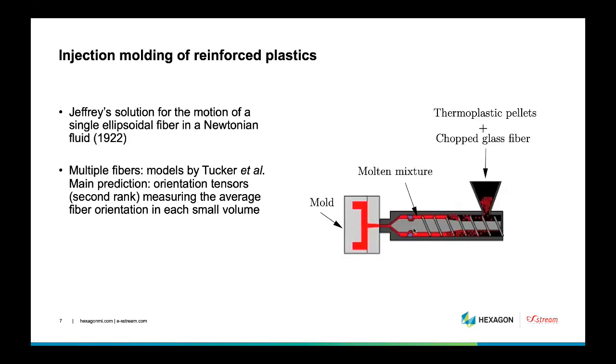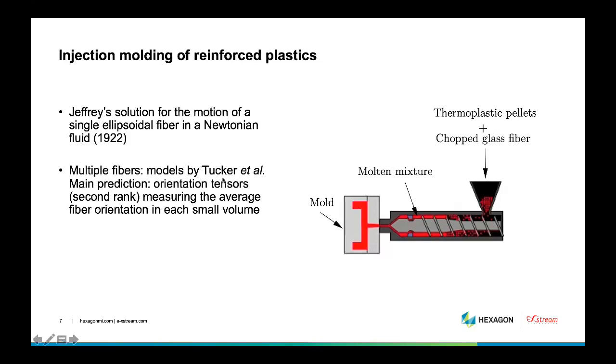So the basis for the modeling of this manufacturing process is a very old solution by Jeffery in 1922, who developed a solution for the motion of a single ellipsoidal fiber in a Newtonian fluid. But of course, we don't have a single fiber. We have in each small volume several fibers. So there is an interaction between them. So the solution has to be extended, and it has been extended approximately, because the problem becomes extremely complicated, by several workers, and among the most cited ones and remarkable works are the models by Tucker and his co-workers.